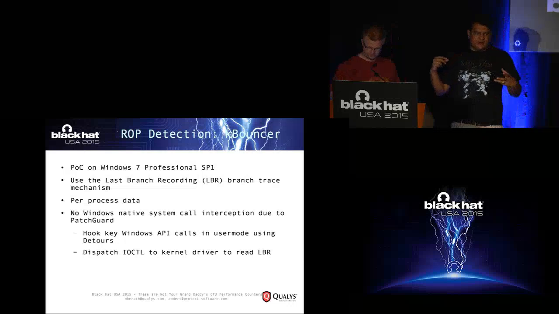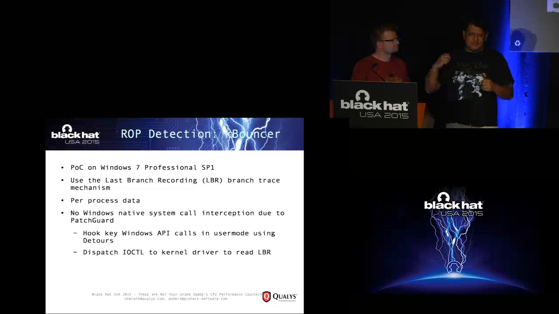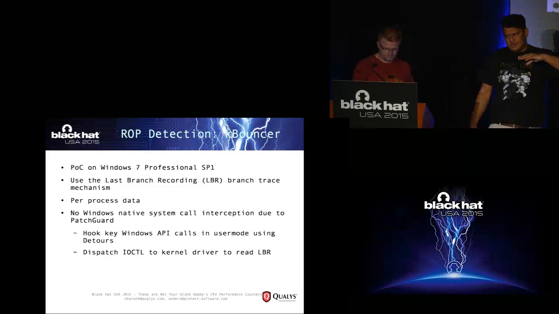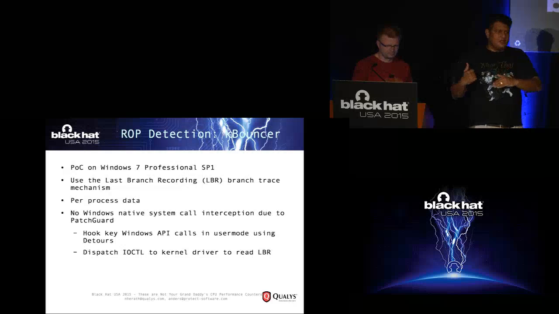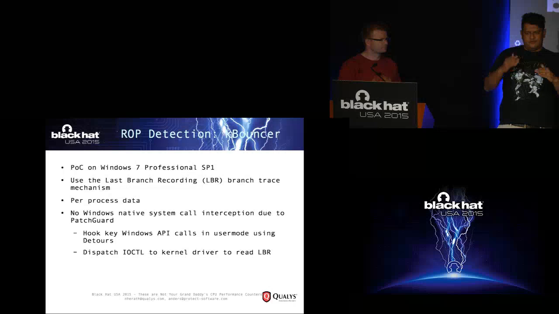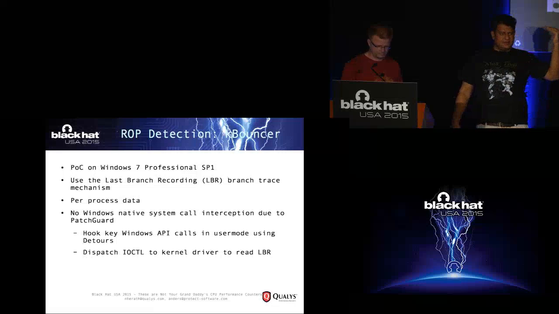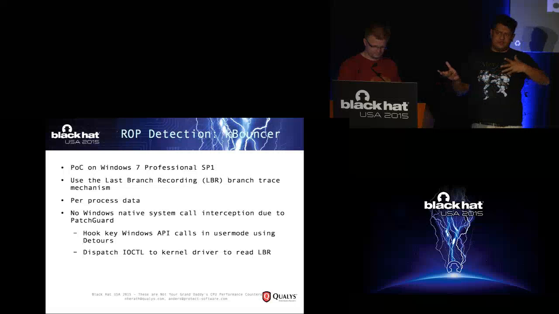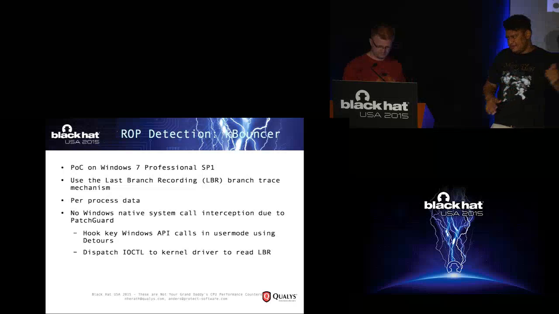Basically what it does is it intercepts certain key system calls in user mode, and when the API call is intercepted, at that point they issue an IOCTL to their driver to read the performance events in kernel mode. In this case, that's the LBR stack, which is a stack of the last 16 branches recorded, and then it will see if the last 16 branches recorded are consistent with the standard call flow for that particular API, or whether it was highly deviating from that.